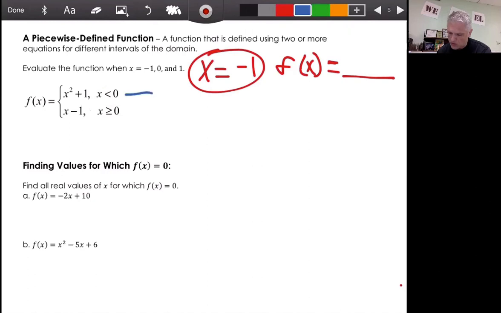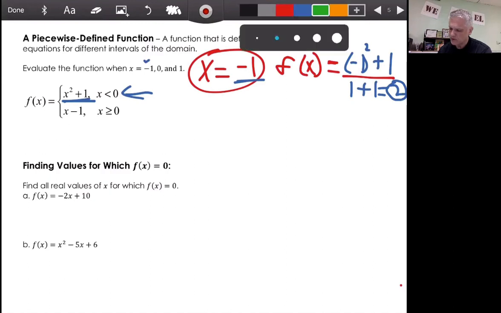Okay, so we're going to use this top function to answer the question. We're going to say it's x squared plus 1. And what is this x? Well, the x is -1. -1 squared is 1, and 1 plus 1 is 2. So when x is -1, f of x is 2. Okay, we just answered the first question. Let's look at the second one.